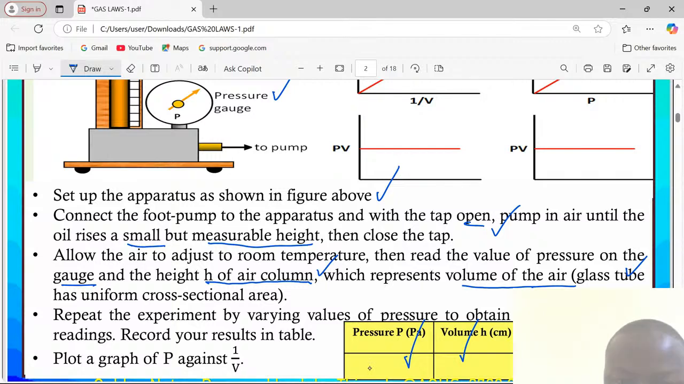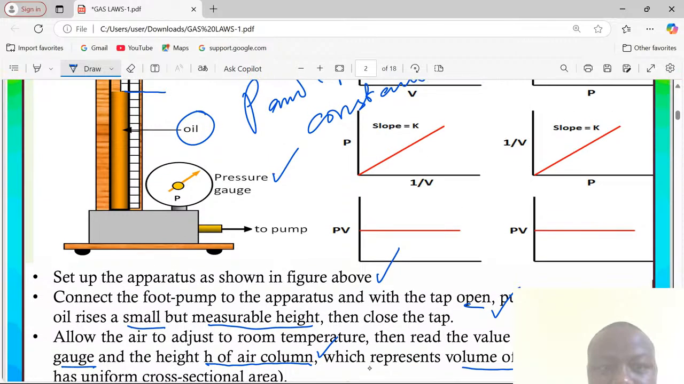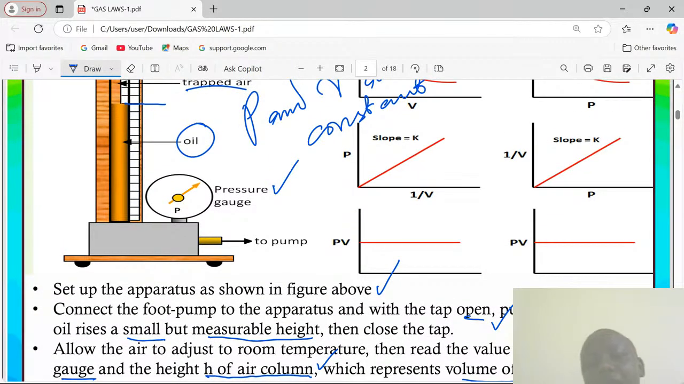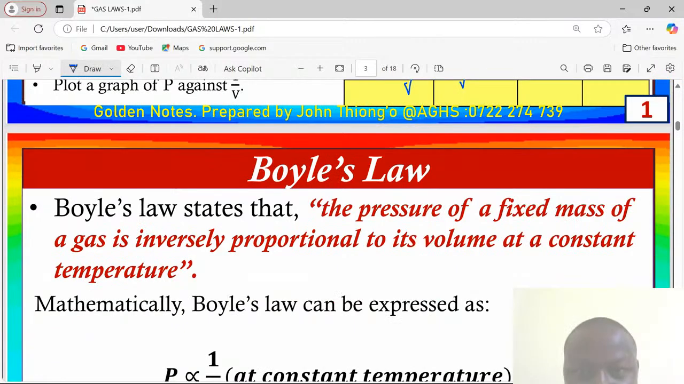You adjust the values of pressure on the pressure gauge so that immediately you adjust the pressure to a new value, you confirm the new column of air, and you realize that pressure variation leads to an automatic variation in the column of air, which is volume in this particular case. Therefore, varying the pressure automatically varies the volume of a given mass of a gas.